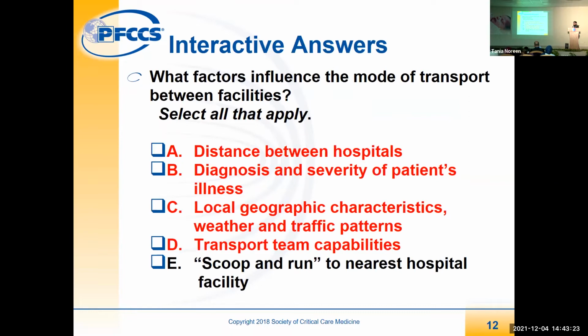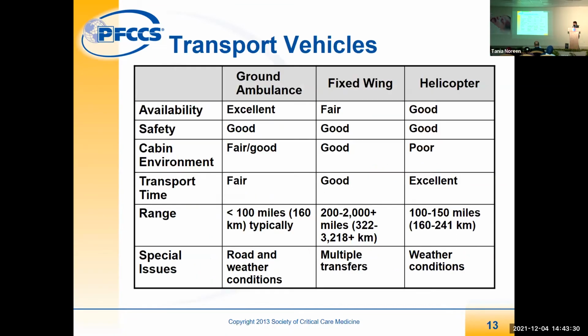So all of these four are correct, except the last one. First we have to stabilize the patient before the patient is transported. Otherwise, the child might die during the transport. So it is really important to stabilize the patient. The other is the transport vehicles, it depends.